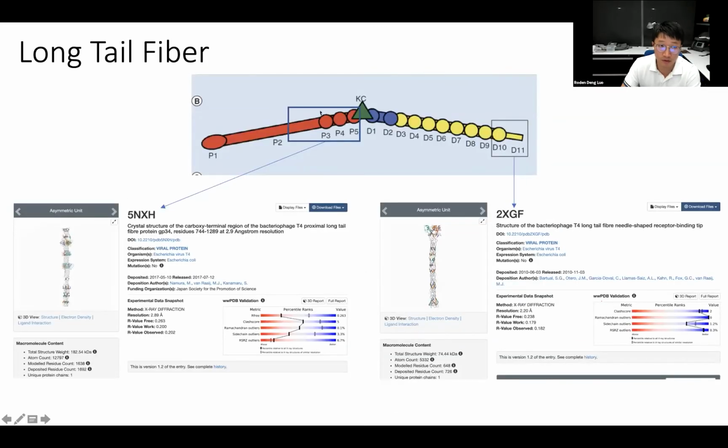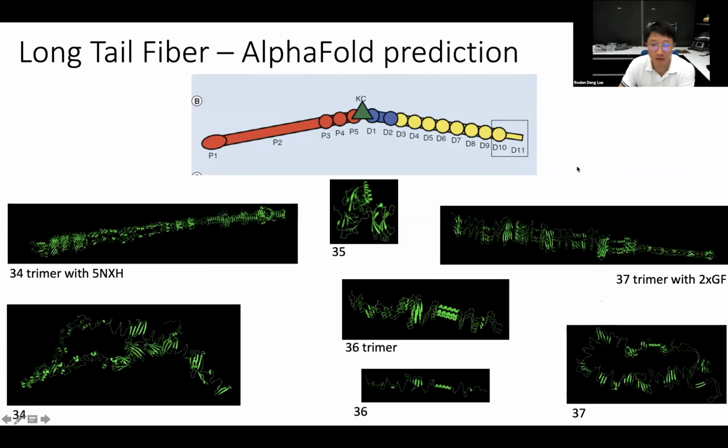GP34 is only partially solved at C-terminal in 5NXH. GP37 is again partially solved at C-terminal in 2XGF. All the rest are not solved. So I first predicted all the monomer structures for 34, 36, 37, and 35 by AlphaFold. And then I realized that I should use some tricks to predict the trimer structure instead.